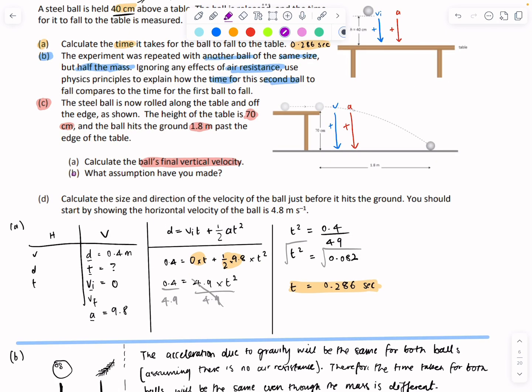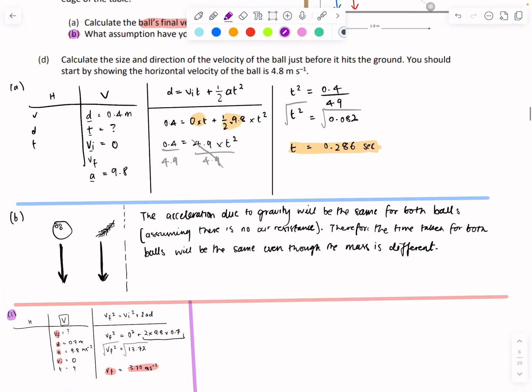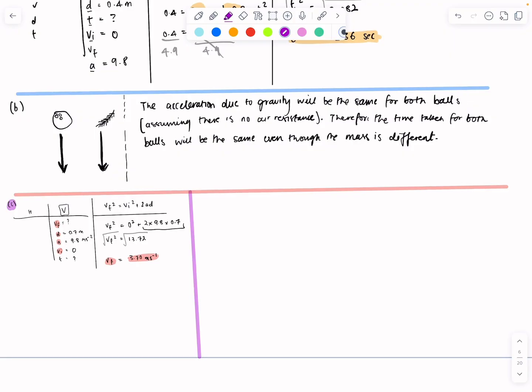So the next thing that we have to figure out is, what is the assumption that you have made? Well, you should write down or understand that there are no external forces acting, okay? So there is no air resistance, and the acceleration of this ball is purely because of gravity, nothing else. So feel free to write down what I've just said.